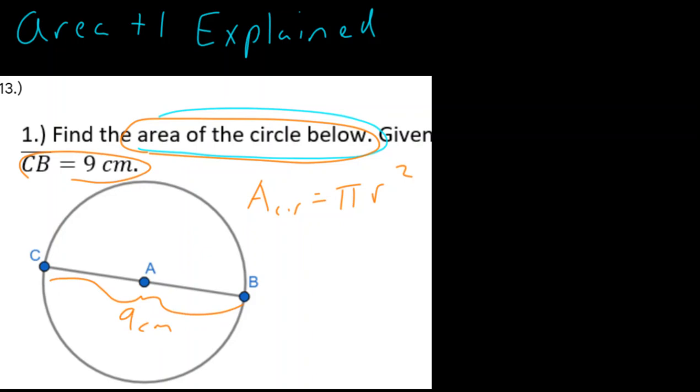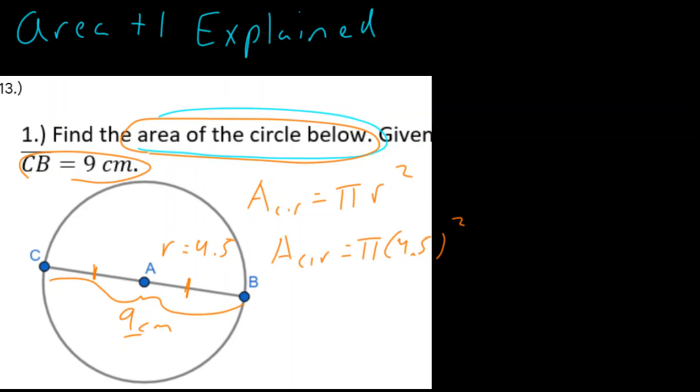Well, you have to understand that a radius is half of a diameter. So here, our radius would actually be half of 9. 9 divided by 2 is 4.5. So if I'm looking for the area of a circle, I know it's really pi times 4.5 squared.